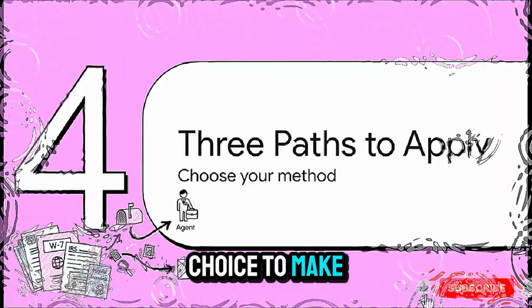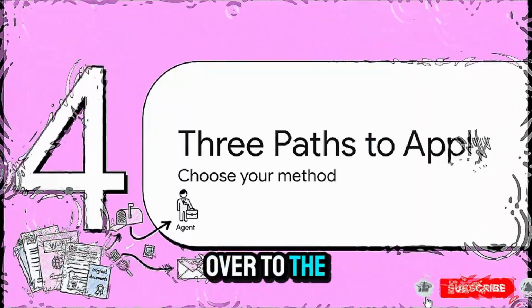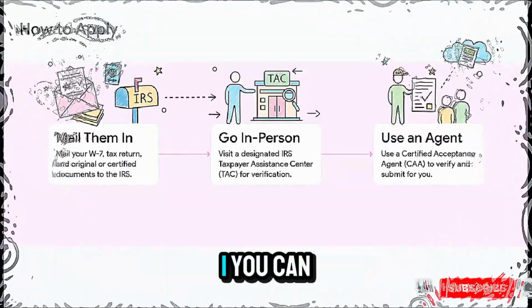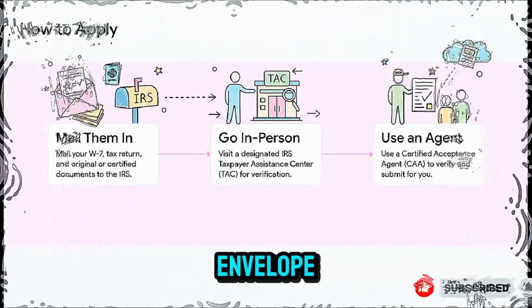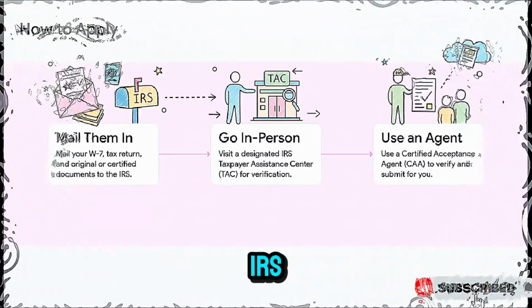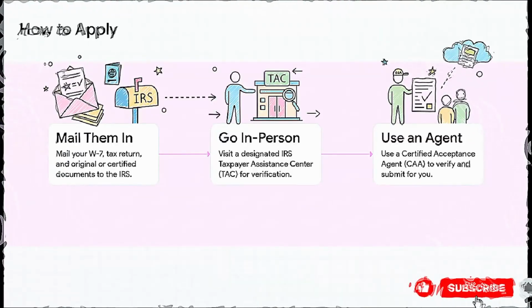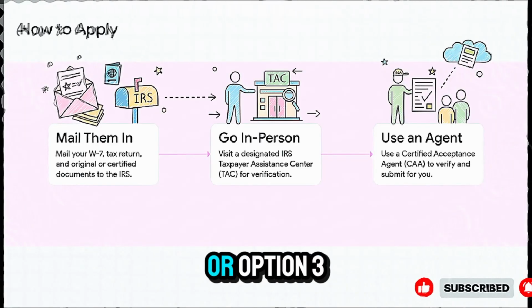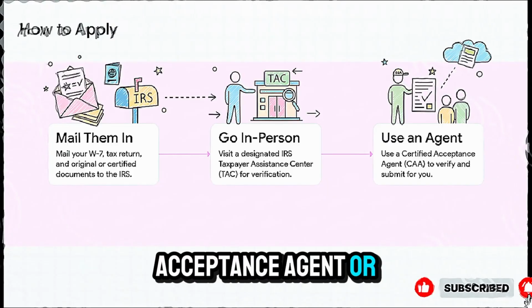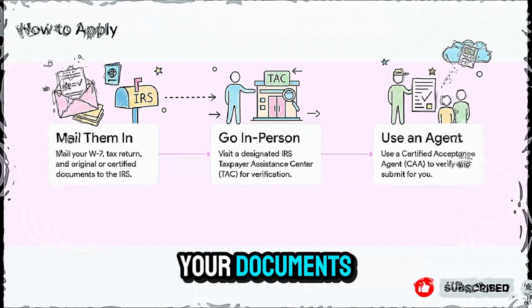Well, you've got a choice to make, because there are 3 totally different ways to get this whole package over to the IRS. So here are your 3 options. Number 1, you can just put everything in a big envelope, including your original passport, and mail it directly to the IRS. Number 2, you can make an appointment and go in person to an official IRS Taxpayer Assistance Center. Or, option 3, you can work with a certified acceptance agent, or CAA, who's basically a professional authorized by the IRS to verify your documents for you.